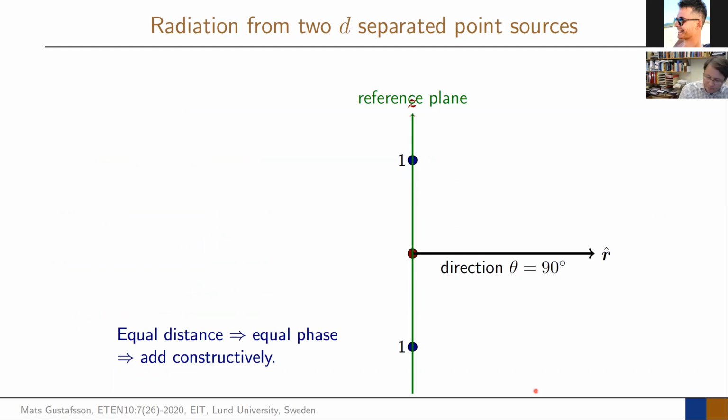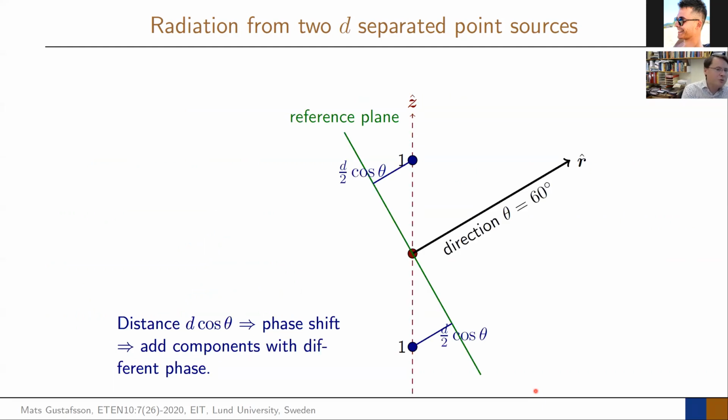If I instead want to radiate at, say, 60 degrees, then at 60 degrees I sit far out here, and it's always a little bit closer to this element than to this element. And the distance there is this part plus this part. So d over 2 cosine theta times 2, so d cosine theta. That is the distance difference between those two.